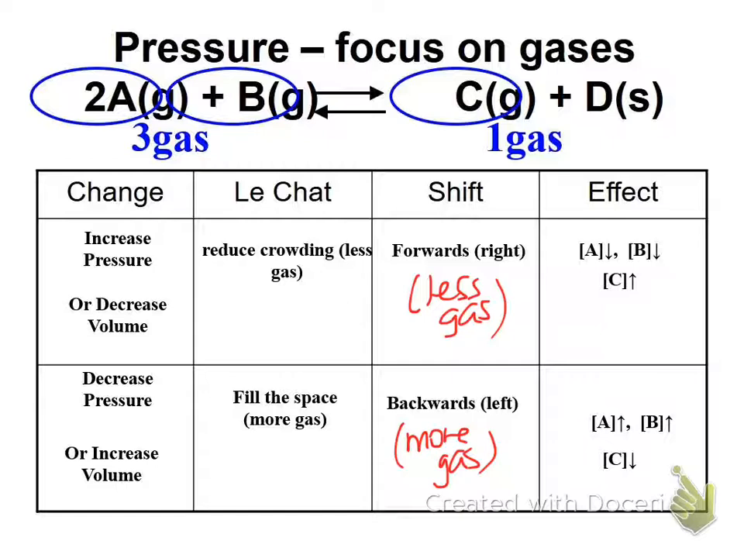Okay. So the shift is not simply left or right, it's because that side has less gas or it has more gas. If the equation was different, then it would shift in a different direction, but it would always shift towards the side that has more or less gas, depending on which one is opposite to the change.